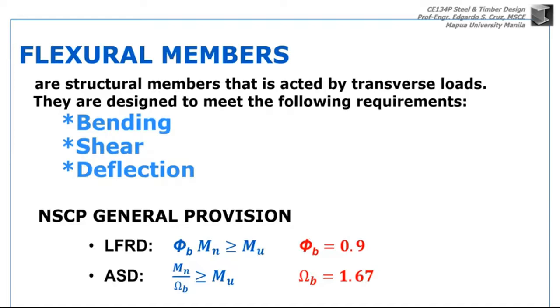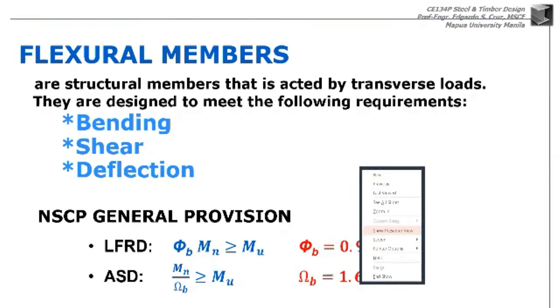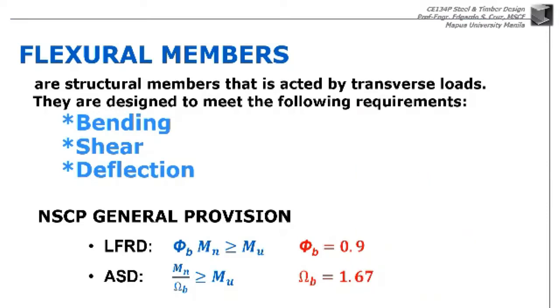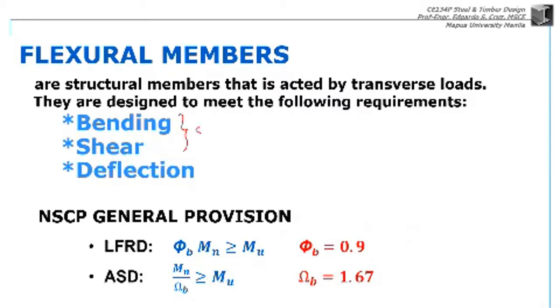When we say transverse load, these are the loads which act perpendicular to the axis of the member. They are designed to meet the following requirements. We have three requirements, which are bending, shear, and deflection. Bending and shear are the strength requirements, while deflection is more of a serviceability requirement. Of course, a strength requirement is more dangerous, because it could lead to a collapse of the structure.